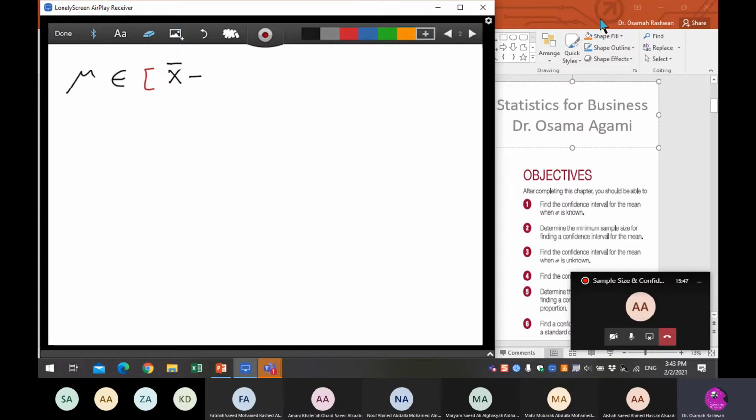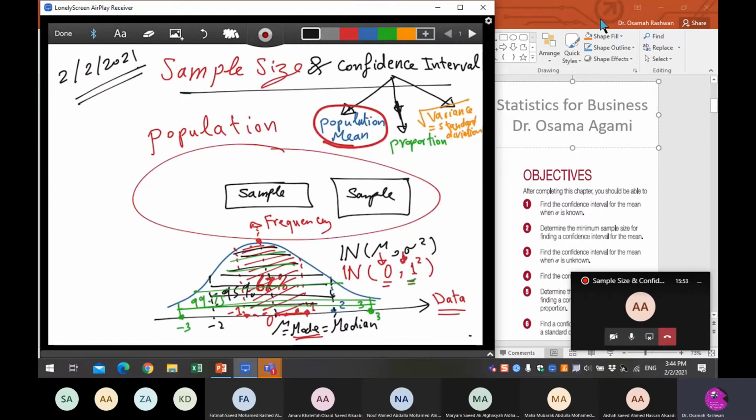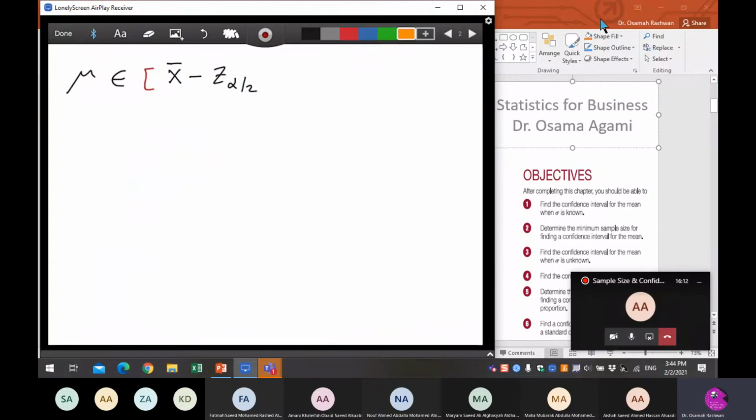I will take the left hand side just to be organized. Z alpha over 2. What does it mean, alpha over 2? This is the area left here, it's called alpha over 2. And the area left here is also called alpha over 2, because you have two tails here, right? In this case, you are having two tails.